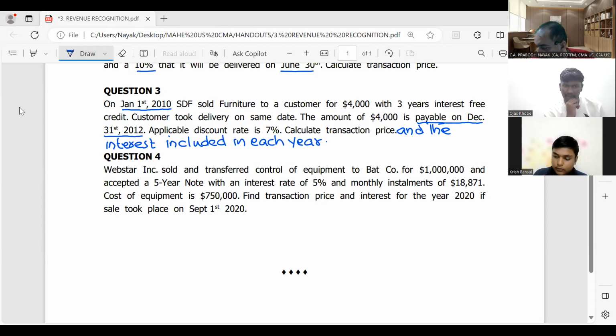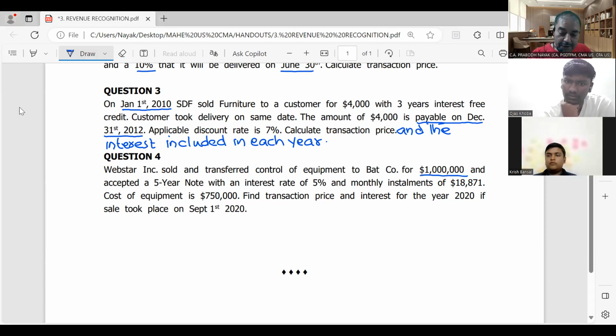Yes, Krish, what is the transaction price? So I am getting 528. No. I don't know how you are getting different transaction prices. The transaction price is given to you in the question. It is $1 million. Transaction price is $1 million.